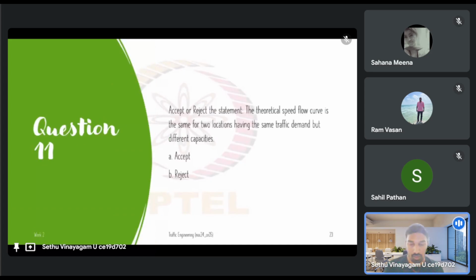Why? Because as we know, the maximum flow occurs at the critical capacity, right? So if the capacity is different, which means the maximum flow will be different, right? So for one location you have K_CR1 and for the other one K_CR2, right? Clearly the relationship between Q and K is not going to be the same, right? So that's why they cannot have the same theoretical speed flow curve.